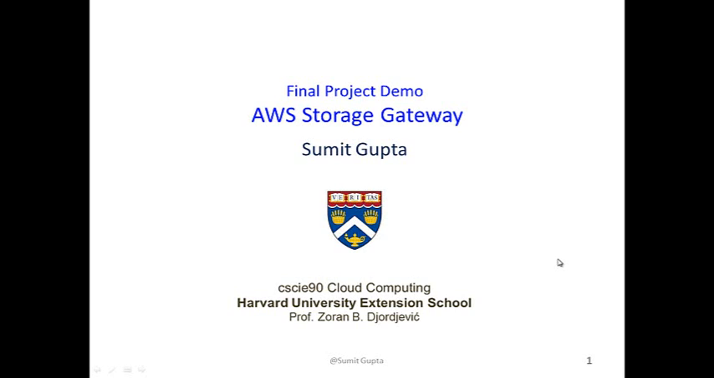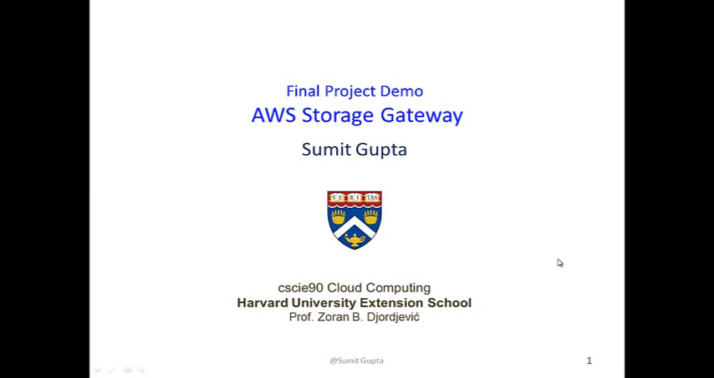The second way we can use it is Gateway Stored Volumes. In case low latency data access is required, stored volumes could be used to asynchronously back up your data to Amazon S3. This service could be used to reduce storage cost, and in case of disaster recovery you can maintain business continuity.